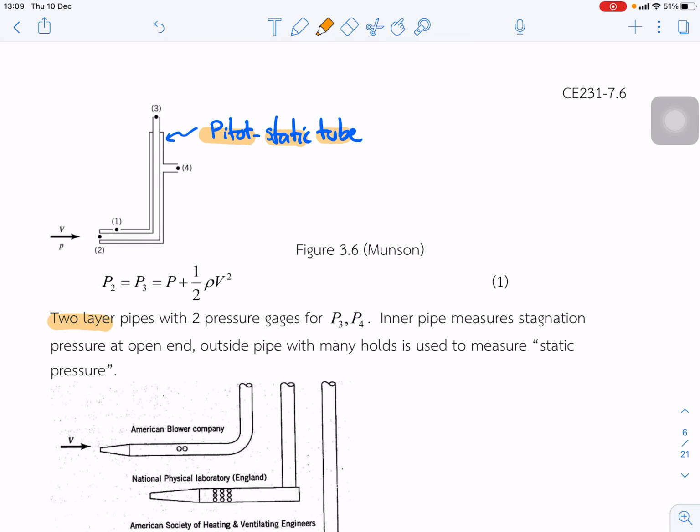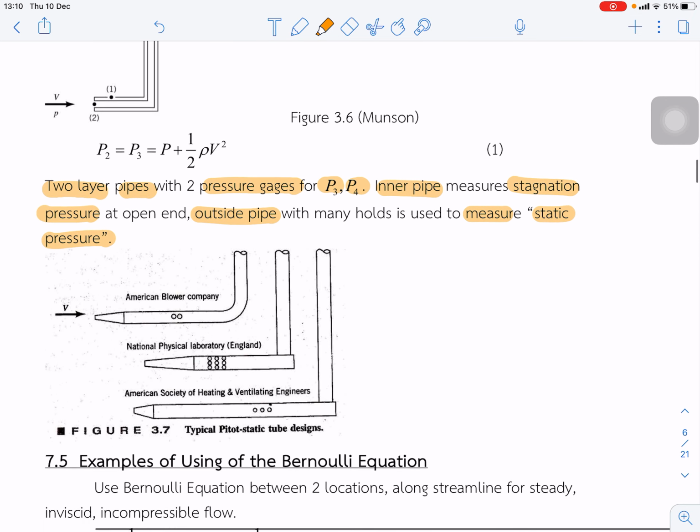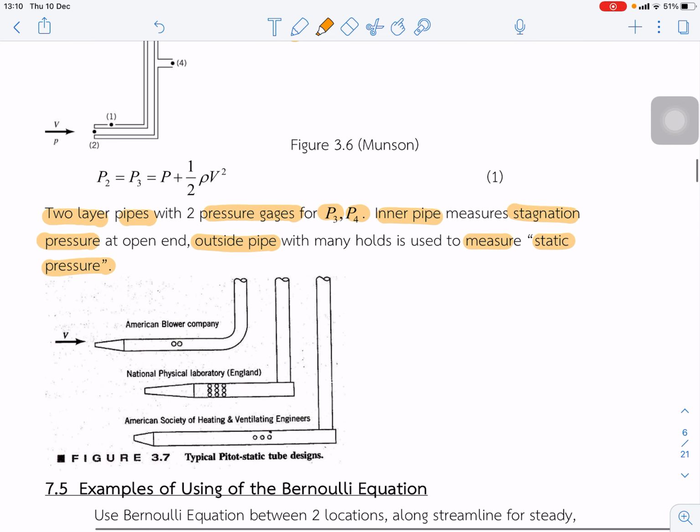There is a two-layer pipe with two pressure gauges, P3 and P4. The inner pipe measures the stationary pressure. The outer pipe, with the manifold, is used to measure the static pressure. Okay. So we can prove that in this case P4 is equal to P1, which is equal to P.